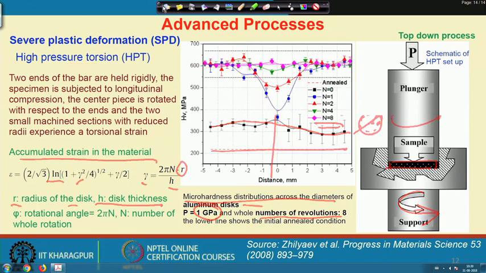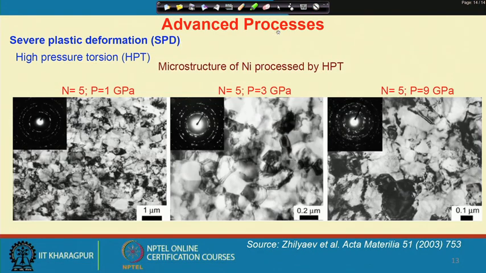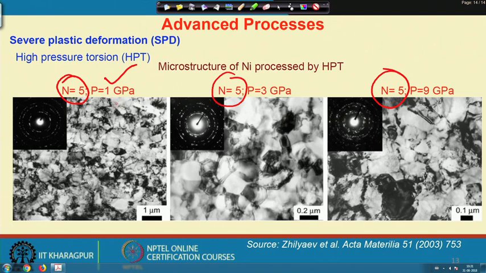So, this is also a very novel technique of producing such nanostructured material. I show you just 3 examples of such microstructure. Here the number of turns is 5, here also the number of turns is 5, here also the number of turns is 5, but the effect of pressure is 1 gigapascal, 3 gigapascal and 9 gigapascal during high pressure torsion. So, the scale bar here is 1 micrometer, 0.2 micrometer means 200 nanometer, and here this is 100 nanometer. You can see that by application of a higher pressure, we can easily reach a nanoscale grain with the same number of turns by increasing the applied pressure.